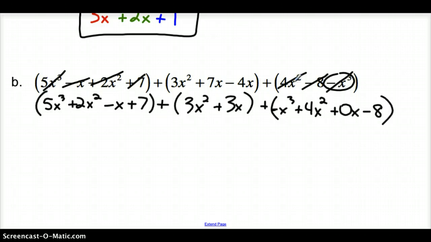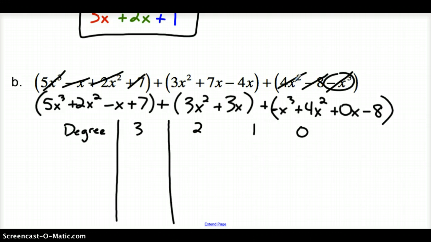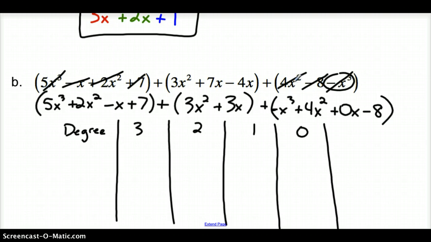All right, now I am going to write my polynomials in columns. I'm going to call this my degree column. It looks like I'm going to have a degree of 3, a degree of 2, a degree of 1, and a degree of 0. What's really important about this part is how we're lining things up.